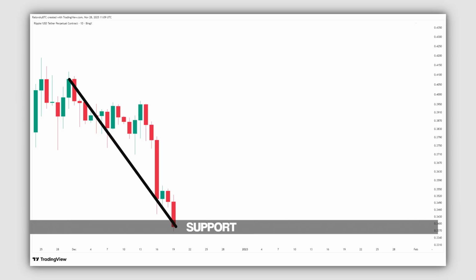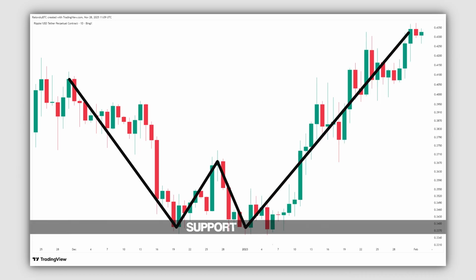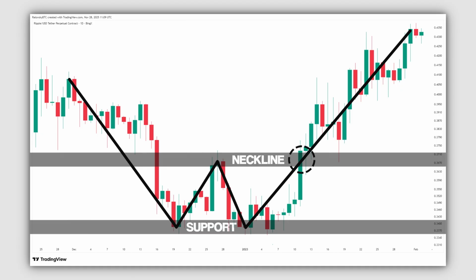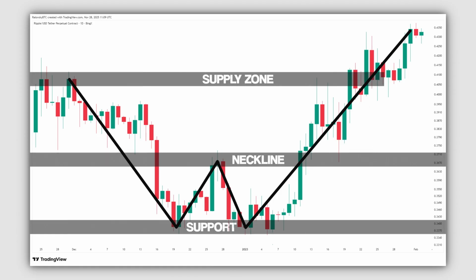Price tests a support level and bounces, then returns to the same support and gets rejected upward again. The reversal confirms when price breaks the neckline above. You can enter on the breakout or retest with a stop loss below the second bottom and take profit equal to the pattern height or the next supply zone.